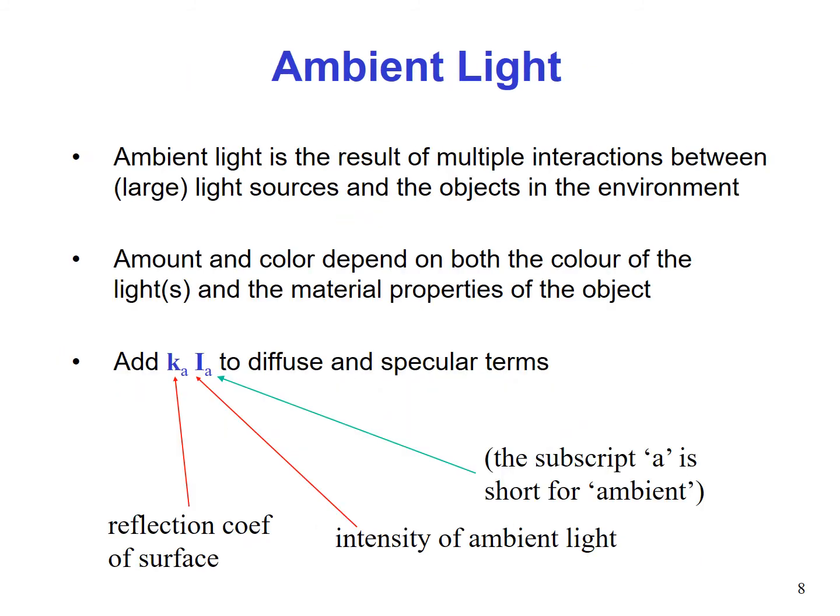As explained before, ambient light is the result of multiple interactions between large light sources and objects in the environment. Amount and color depend on both the color of the lights and the material properties of the object. So we can add an ambient component Ka Ia to the diffuse and specular terms to get our final reflection from a point. Ka is the ambient reflection coefficient of the surface. Ia is the ambient intensity of the light, and we do not have either an angle term or a distance term here to attenuate this light, because this light is present everywhere in the scene.